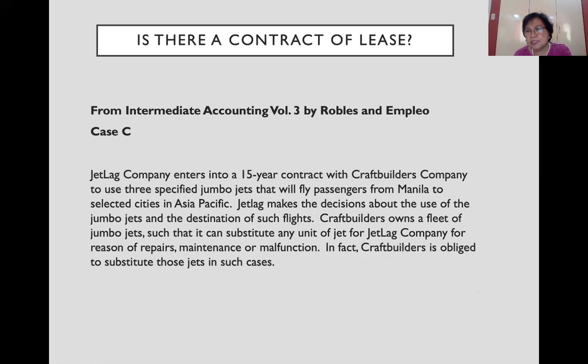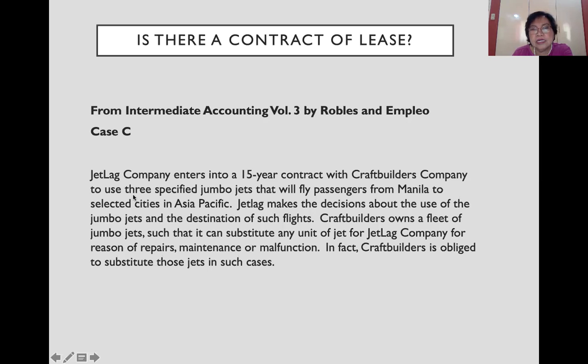Craft Builders owns a fleet of jumbo jets such that it can substitute any unit of jet for Jetlag Company for reason of repairs, maintenance, or malfunction. In fact, Craft Builders is obliged to substitute those jets in such cases. Okay, therefore, are there identified assets here?